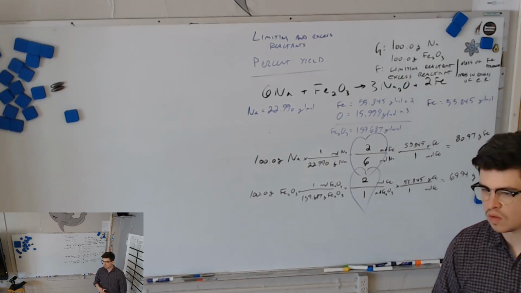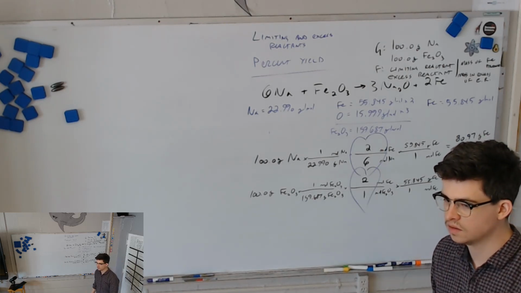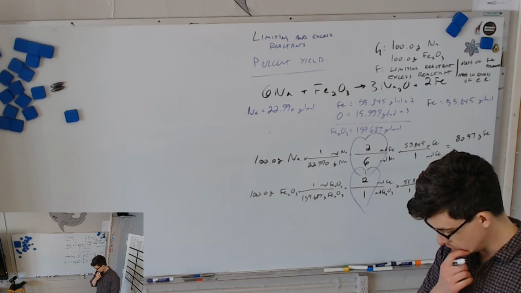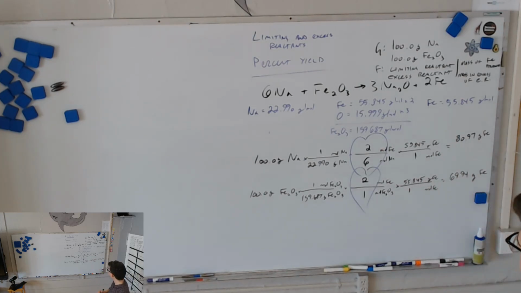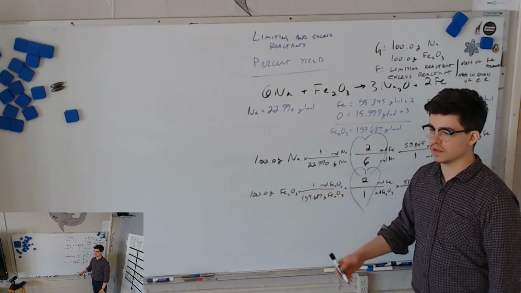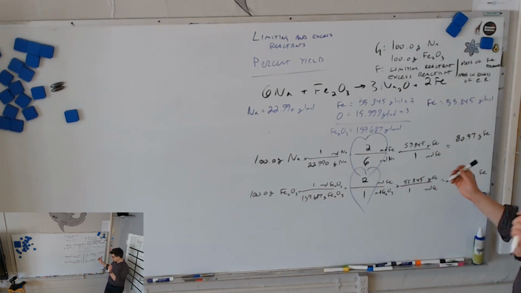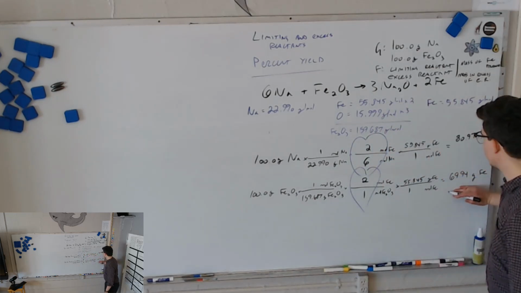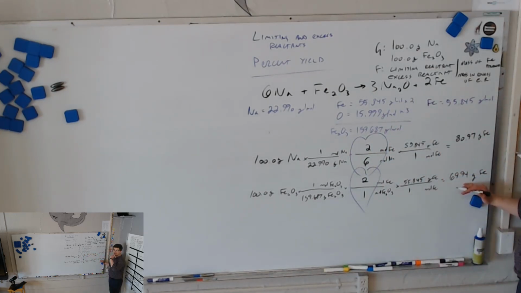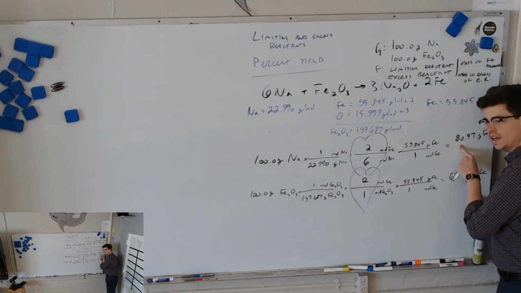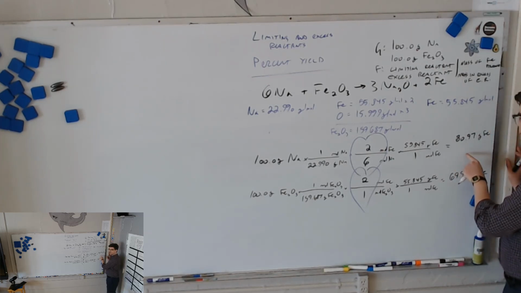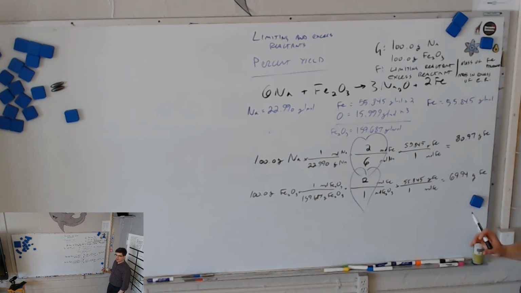They're pretty similar in value, right? If Natalie is right, which of these was the limiting reactant? The second one, iron 3 oxide, 69.94. Thank you, Tyler. Since 69.94 is less than 80.97, which we know because of the way numbers work, which of these is the limiting reactant? Iron 3 oxide.